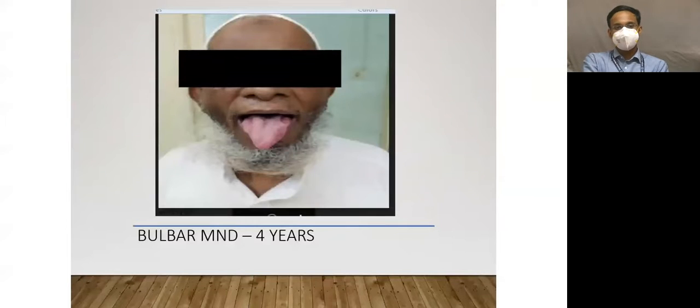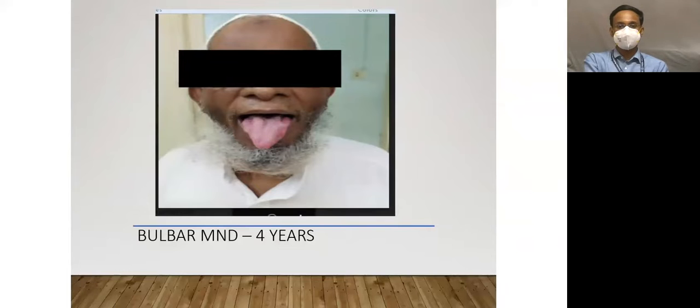This is another gentleman who came to the neuromuscular OPD, a 64-year-old man who has come with a 4-year history of difficulty in speech, swallowing, occasional nasal regurgitation, but no progression after that. He also had mild difficulty in getting up from the squatting position. He has remained relatively plateaued for the past 4 years. The gentleman was labeled as motor neuron disease elsewhere for the past 4 years.